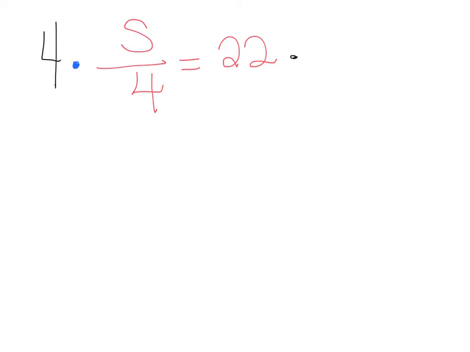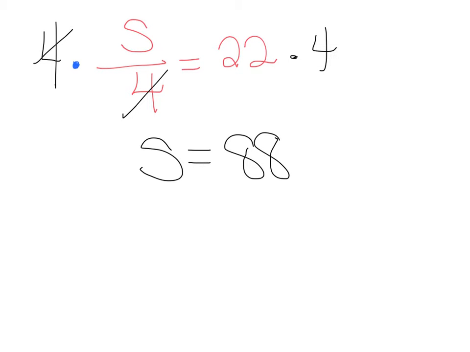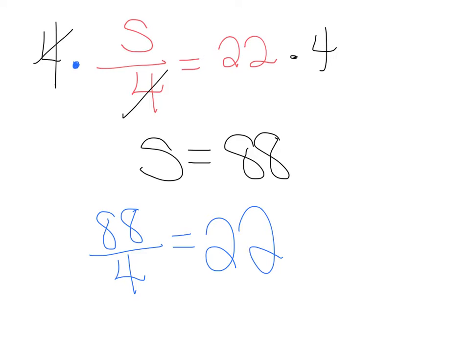Okay, so we times by 4 on both sides. These cancel out. You are left with S equals 88. Plug it in to make sure that it is correct. 88 divided by 4 does in fact equal 22.